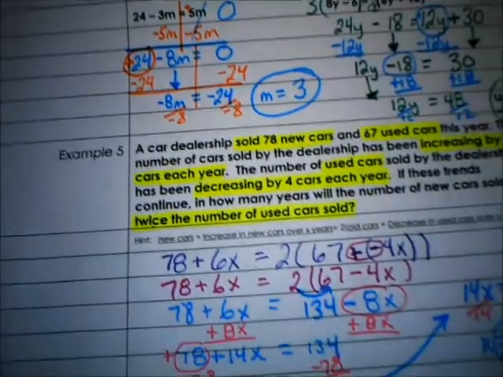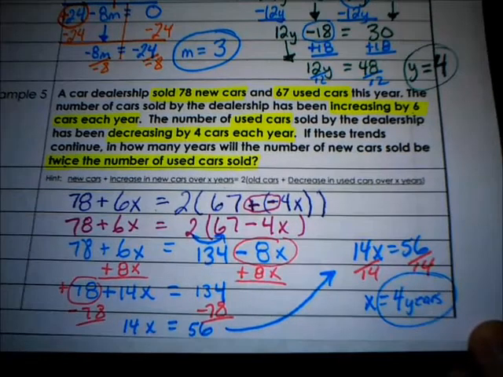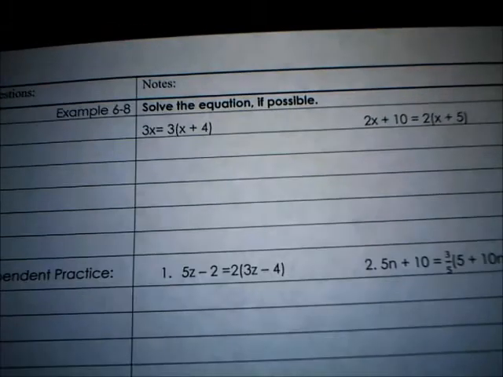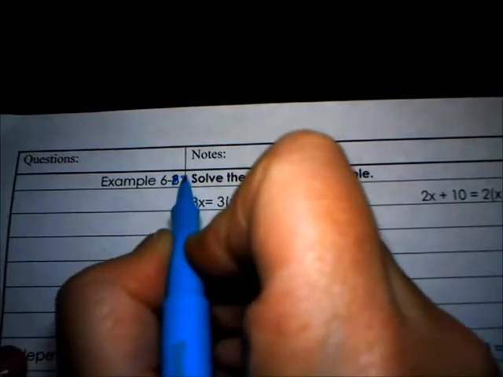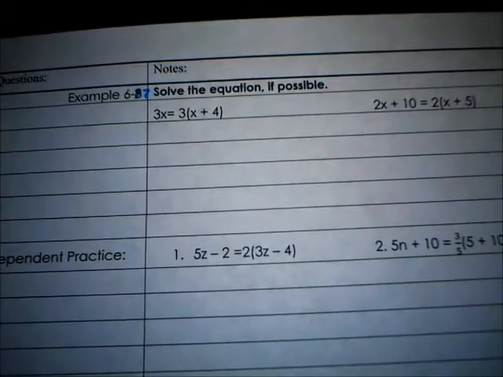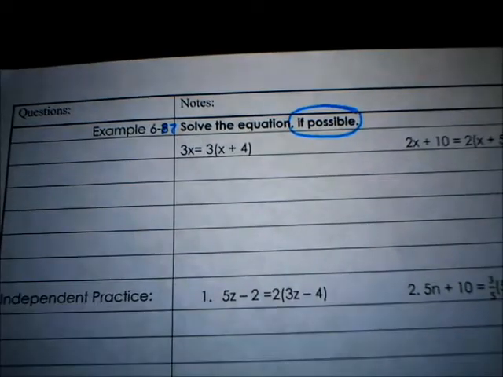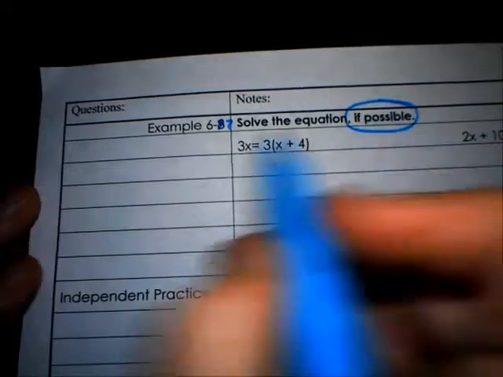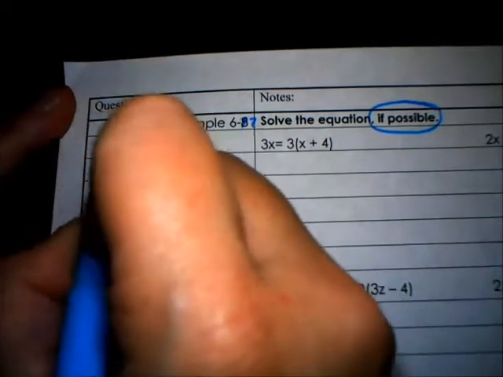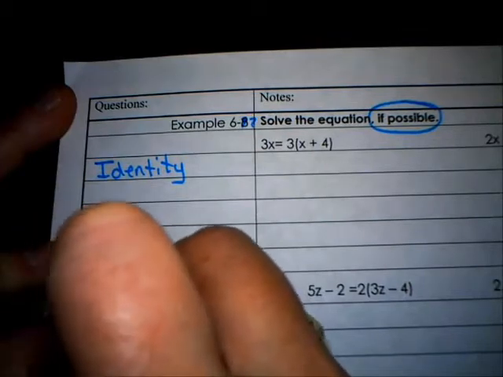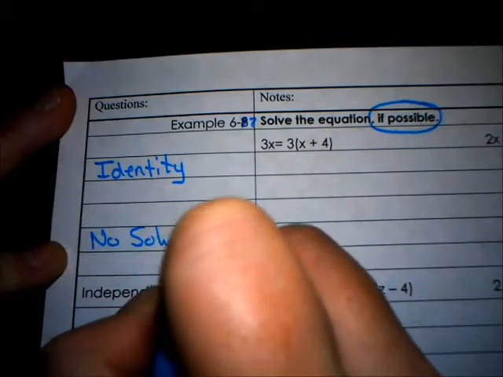Okay, on the back side we have 2 more examples here. And here we've got to be careful. It says solve the equation if possible. When we have the "if possible" given to us, that means we have answers that could be the identity, and they could be a no solution. And those are the cases that I want to emphasize here to you. We'll have one of these two answers for these questions, and I'll show them to you.